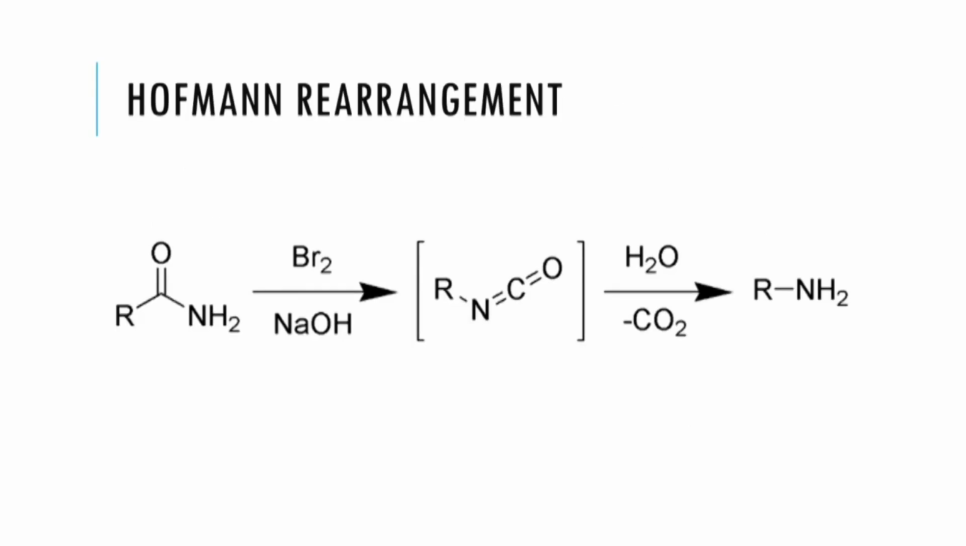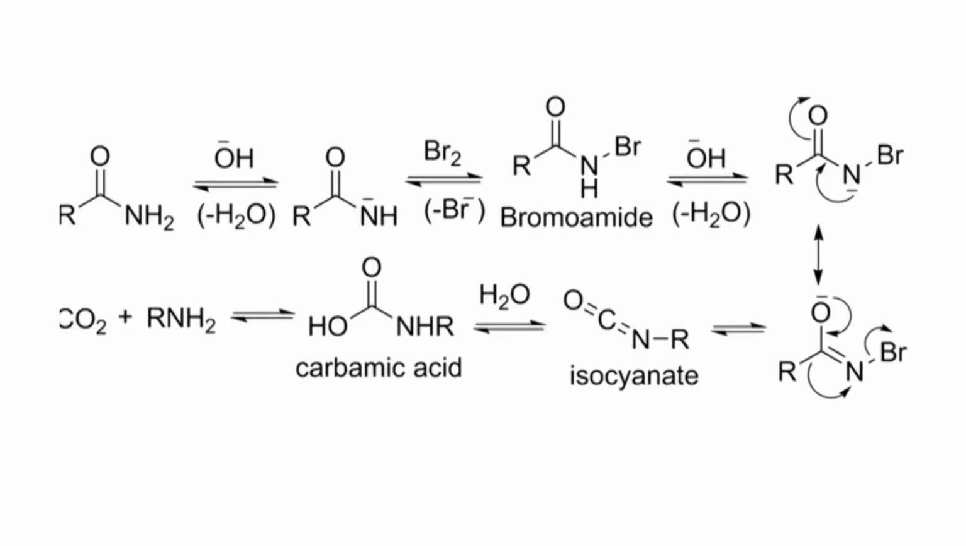The next rearrangement that we're going to look at is the Hofmann rearrangement, and the Hofmann rearrangement also involves isocyanate, and this is one of the standard and very famous rearrangements. It's also called the Hofmann bromamide reaction. So here you react an amide with bromine and you end up with an amine. Okay, and it goes through an isocyanate intermediate. So let's look at the mechanism.